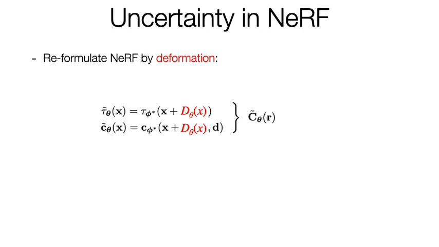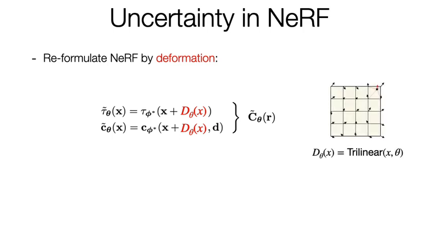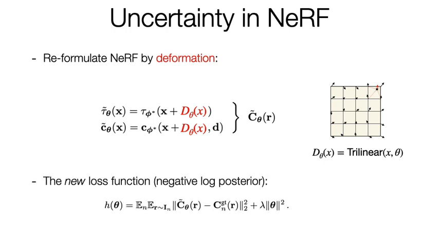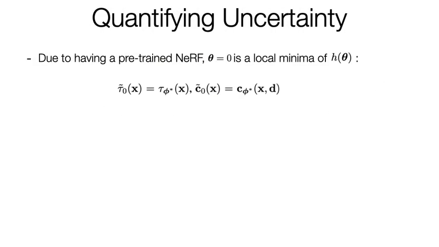Utilizing this concept of deformation, we redefine the NeRF formulation. Each query point undergoes a deformation before being mapped to its density and color. Our deformation field is parameterized by a trilinearly interpolated grid of deformations. The updated photometric loss becomes equivalent to the negative log posterior function of the deformation field, with regularization ensuring small deformations. Since the NeRF model is already optimized, a zero deformation is a local minimum for this loss function.